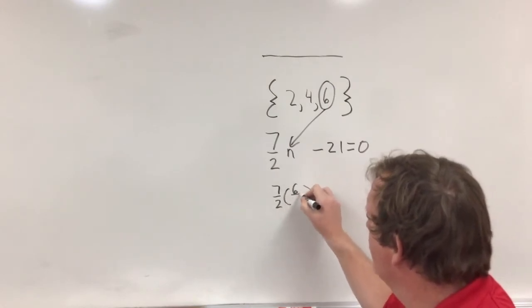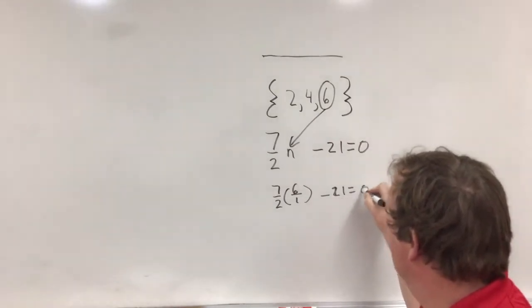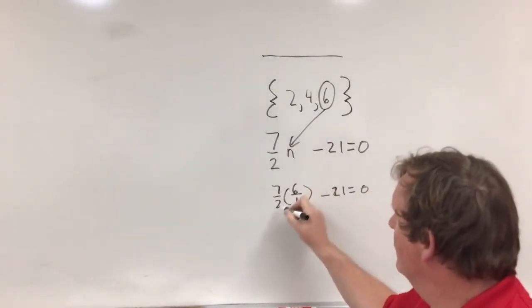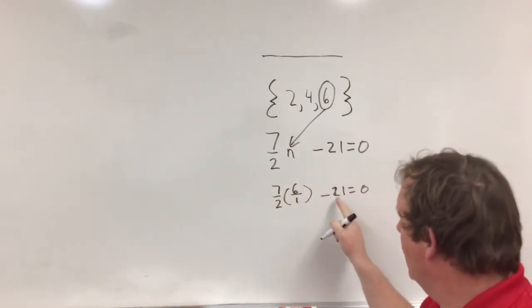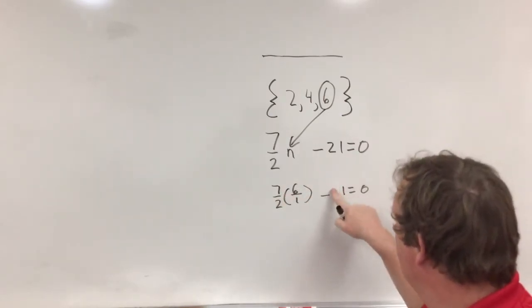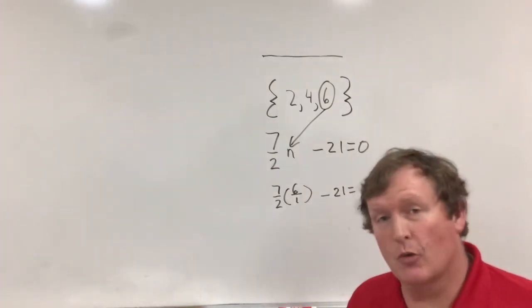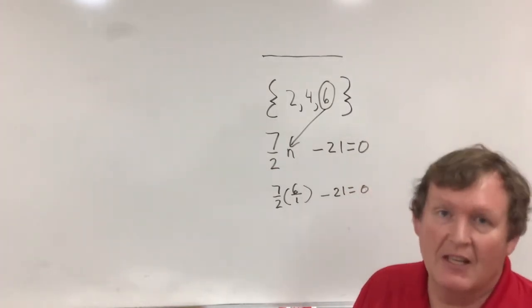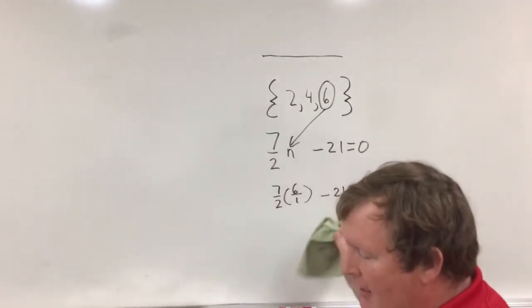So in essence, you're doing this: 7 over 2 times 6 over 1, minus 21 equals 0. You're actually going to have to do this part first, cancel out, multiply, and then see if that ends up giving you 0. If it does, then the answer is true. If it doesn't, the answer is false. Okay, I hope that helped you on number 1. Let's look at number 2.